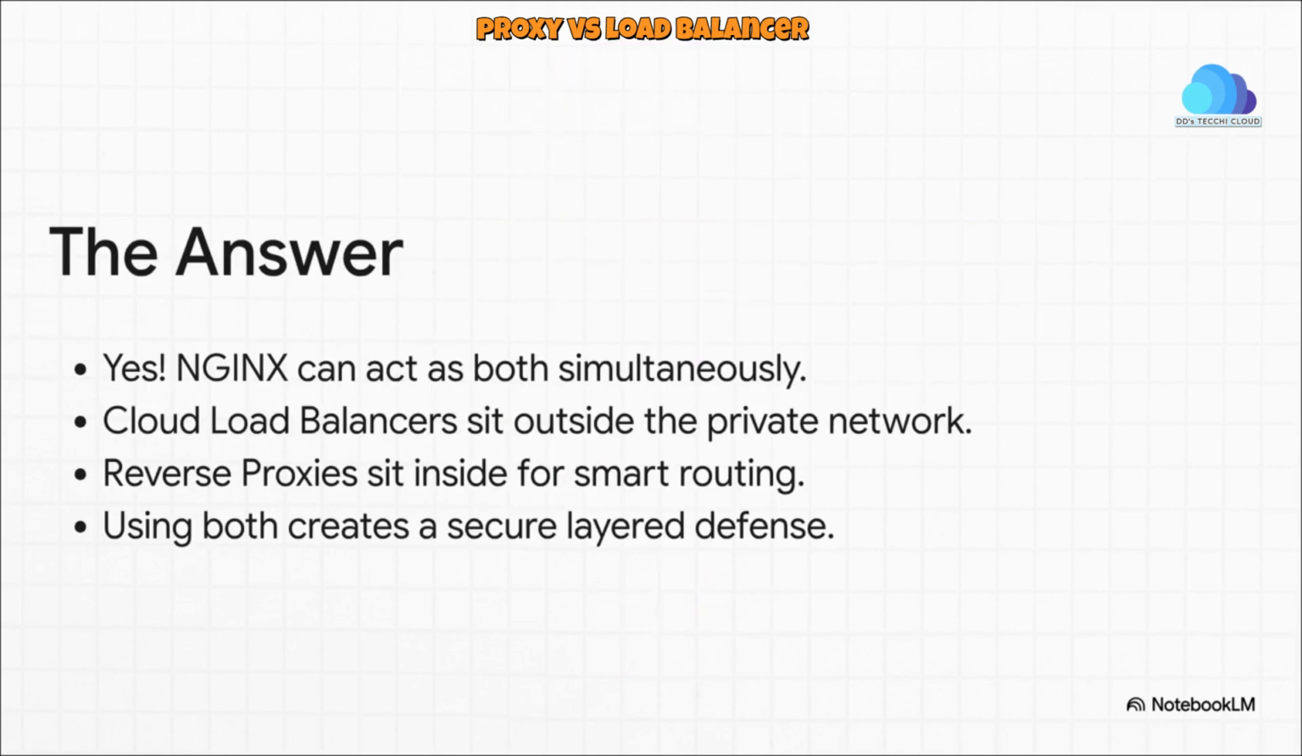So the answer is yes, absolutely. Software like NGINX or HA Proxy can absolutely act as both a reverse proxy and a load balancer at the exact same time. But industry standard dictates using both cloud load balancers and internal reverse proxies together. Why? Because the cloud load balancer sits on the outside, acting as a kind of dumb but incredibly massive traffic distributor. Meanwhile, inside your private network, your reverse proxy does the highly intelligent, customized routing based on user sessions or cookies. It's really all about combining brute force scale with surgical precision.